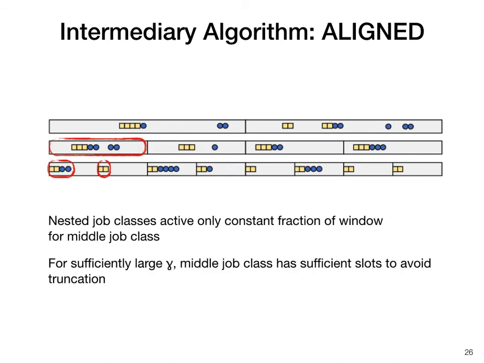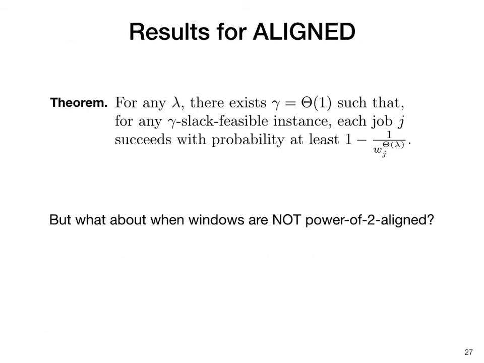The intuition for why this channel access scheme works is as follows. Consider, say, the middle job class. Given sufficient slack, the nested smaller window classes can run their respective estimation and broadcast activities to completion while not taking up more than a constant fraction of the middle job class's window. This leaves sufficient time for the middle job class to execute its own estimation and broadcast activities. So, assuming power of 2 aligned windows, we can get the result that we want. But, of course, the big question is, how do we go about removing this assumption?